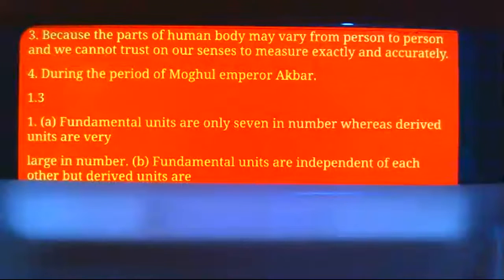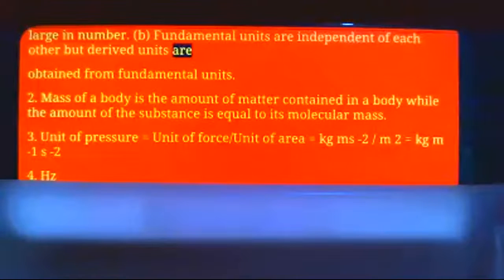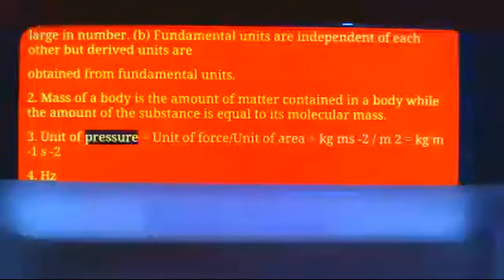1.3. 1. a. Fundamental units are only 7 in number whereas derived units are very large in number. b. Fundamental units are independent of each other but derived units are obtained from fundamental units. 2. Mass of a body is the amount of matter contained in a body while the amount of substance is equal to its molecular mass. 3. Unit of pressure equals unit of force over unit of area, equals kilogram m s^-2 per m^2, equals kilogram m^-1 s^-2.